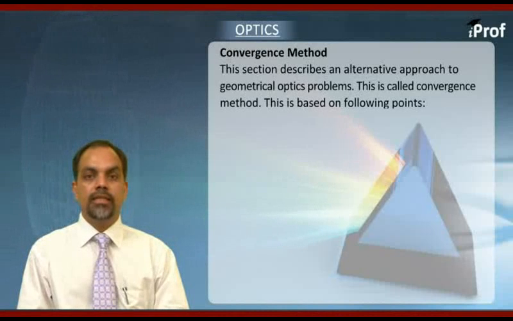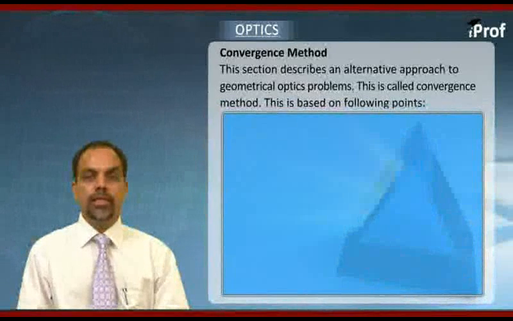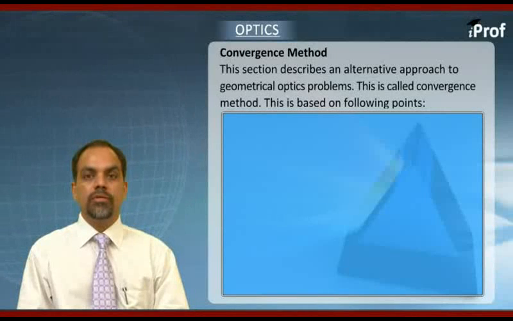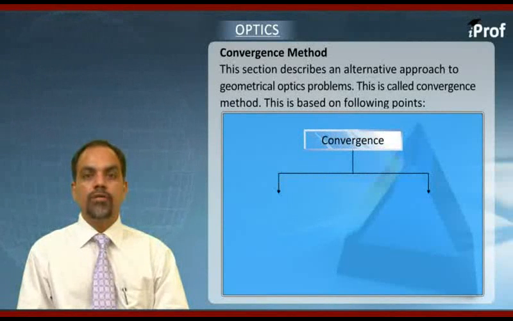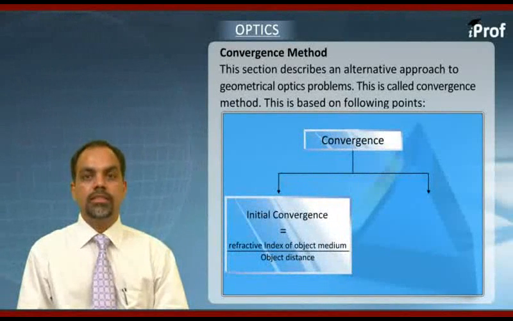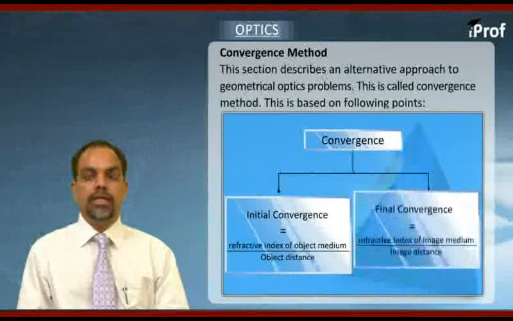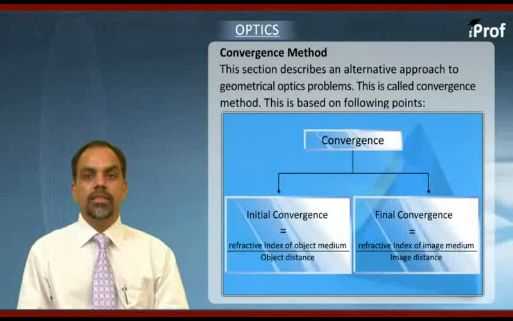Now let's understand the very first point in this method, which is the definition of convergence. In every situation we are going to talk about two types of convergence. One we call initial convergence and the other we call final convergence. Initial convergence is related to the object and final convergence is related to the image.